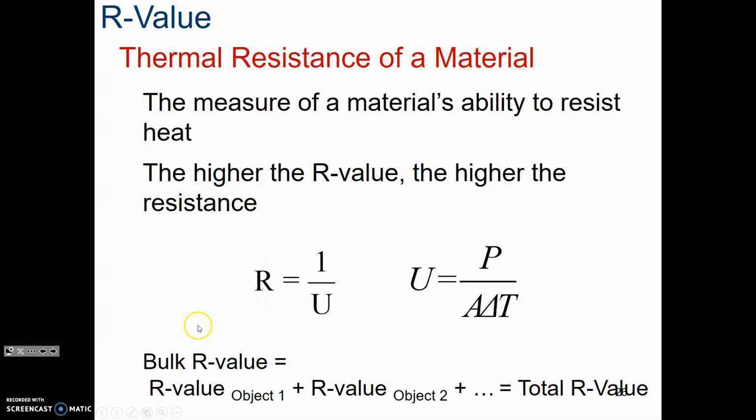Now if you have several layers of insulation, maybe a brick wall plus styrofoam plus maybe some fiberglass batting plus wood plus drywall plus your paint, those all have their individual R values, and you just add them up to get your total R value. Again, if you notice, this is your U.